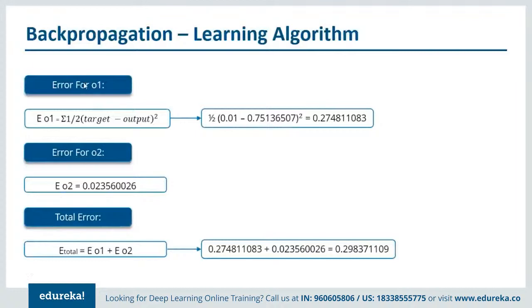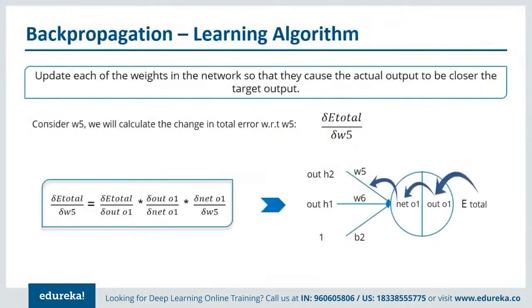For that, we're going to calculate the error. The error for output O1 is the sigma of 1 by 2 times (target minus output) whole squared. Target is your desired output and output is your actual output. So the error of the O1 neuron will be 0.278. Similarly, for O2 it will be 0.023. So the total error comes to 0.29 something. Next up, we need to update the weights so as to decrease this error.